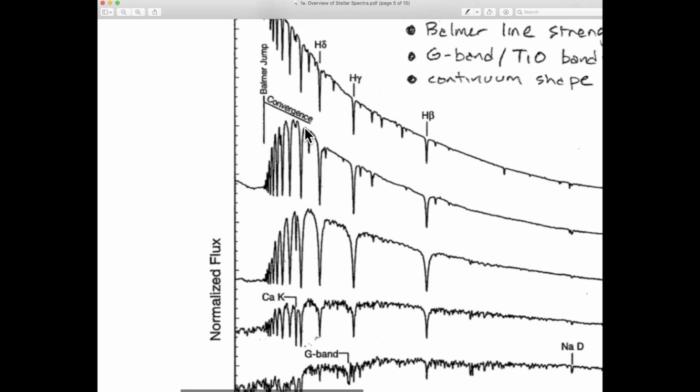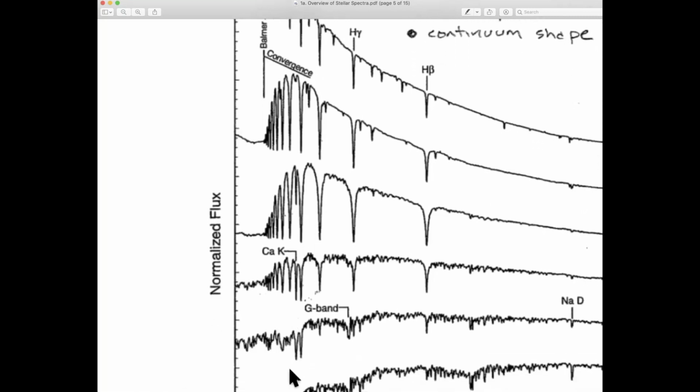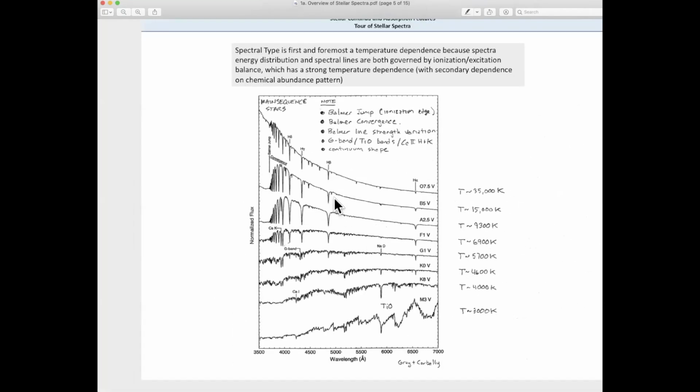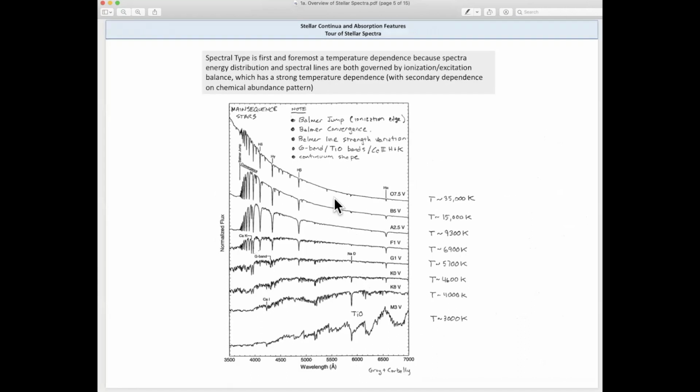So as H epsilon is getting stronger and the calcium lines are getting weaker, you hit this spot where the calcium K line, you can see it, but the calcium H line is completely wiped out by H epsilon. Any questions about that? Next slide.